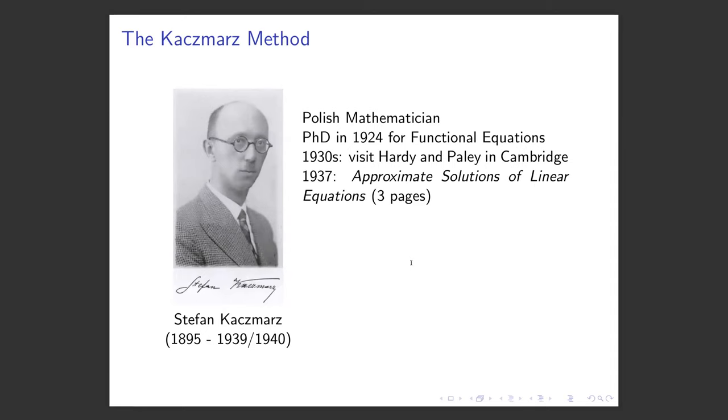And then in 1937, he wrote this paper, which is very short, and it's called Approximate Solutions of Linear Equations. And this was before computers. This was before big data. So I think it maybe had limited impact. But he's coming back with a revenge, so to say. So I tried to find out who that person was, just a little bit more.